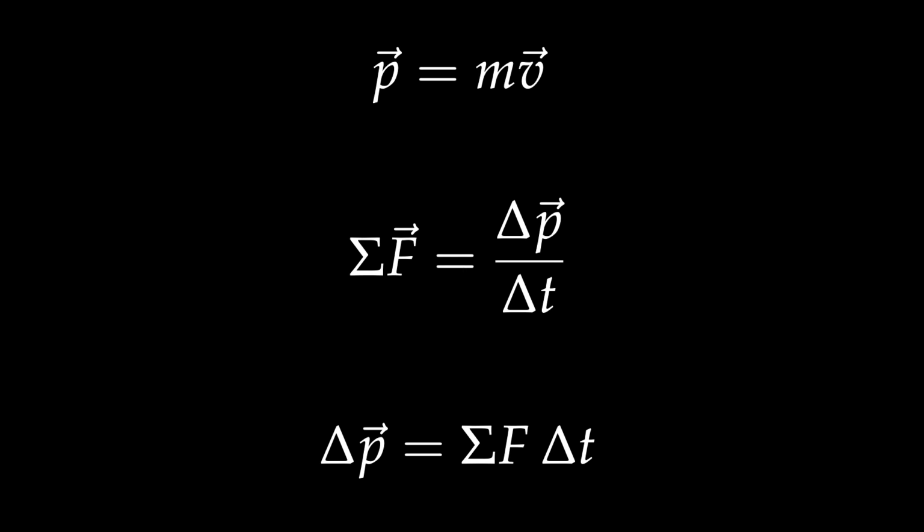When an object is moving in the positive direction, it has positive momentum. And when an object is moving in the negative direction, it has negative momentum. The idea of momentum came from Isaac Newton. It's the quantity of motion. It's the amount of motion that an object has.